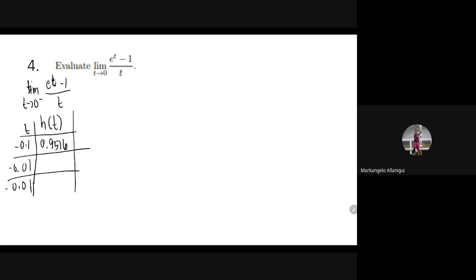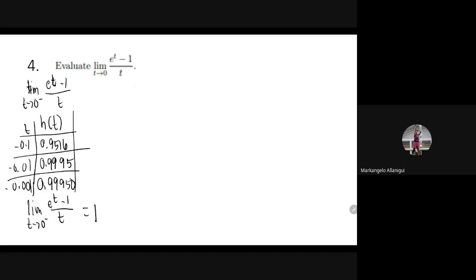Is the calculator correct? E raised to the power of... Oh, I was wrong. So negative 0.01, that's 0.995. Negative 0.001 is 0.9995. So meaning to say, the limit of e raised to the power of t minus 1 over t as t approaches 0 from the left is equal to 1.